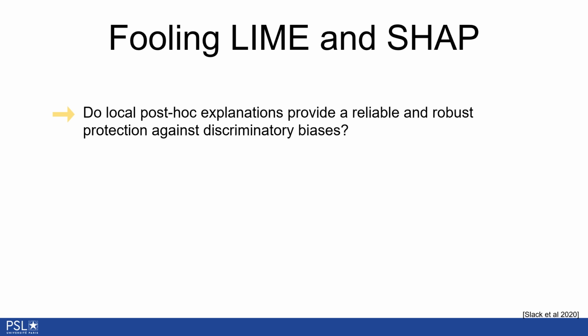Let's start with an example of a study that evaluates explanations via a quantifiable proxy. This study was called Fooling LIME and SHAP. This is the title of a paper published by Slack and colleagues in 2020. The goal of this study was to evaluate whether local post hoc explanation methods, such as LIME and SHAP, provide a reliable and robust protection against discriminatory biases. This is particularly important for applications such as crime prediction or credit risk prediction.